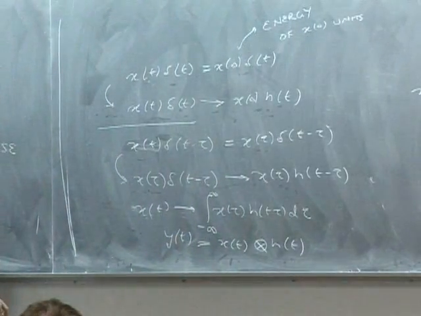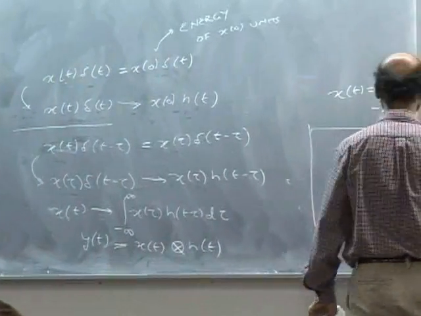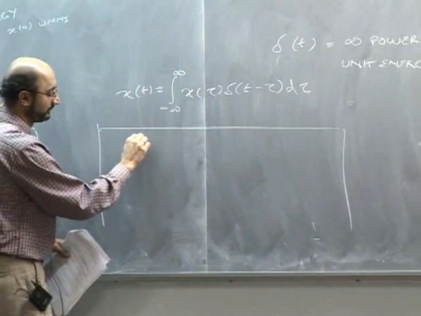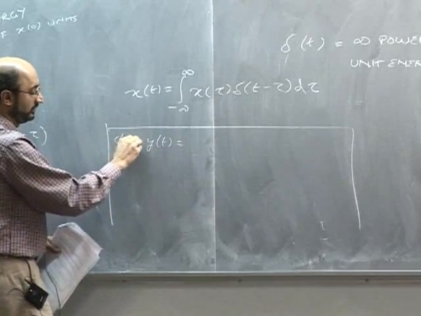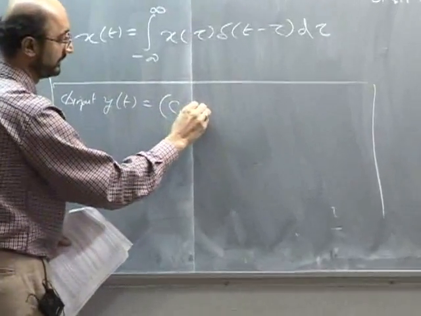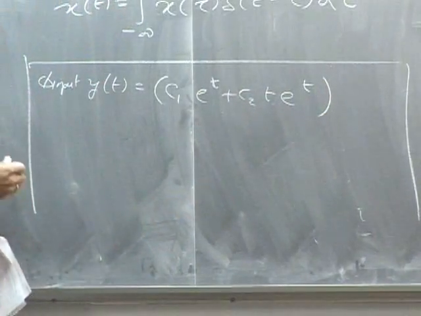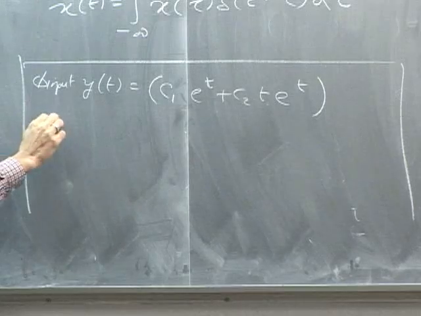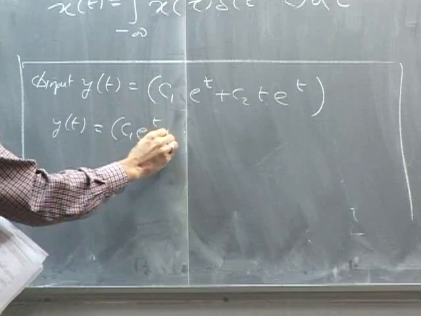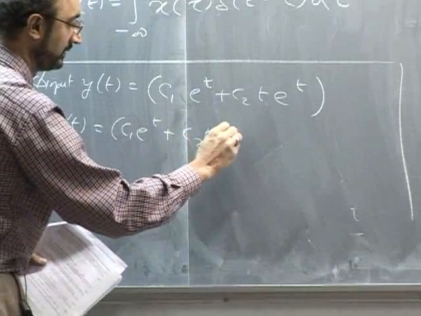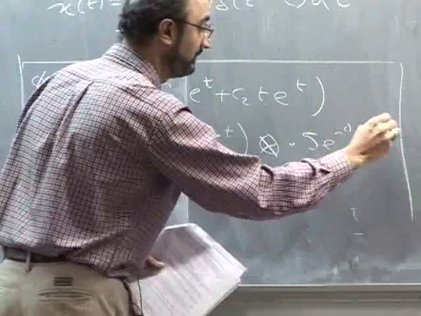So in the homework question, the answer looks something like this, just to give you an example. There we said that for the zero input response, y of t was C1 e to the t plus C2 t e to the t, because it's a repeated root. Therefore the output for this input is y of t equals C1 e to the t plus C2 t e to the t, convolved with 0.5 e to the minus 0.25 t, because that's the input.